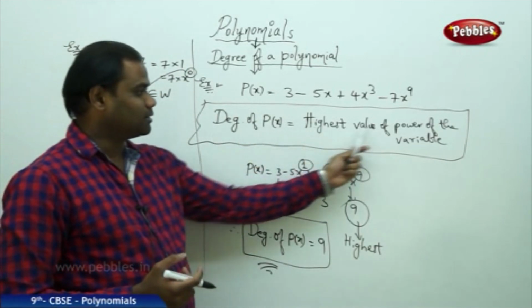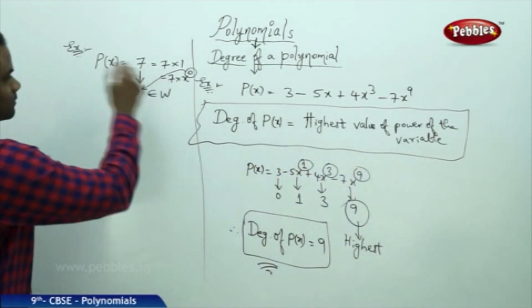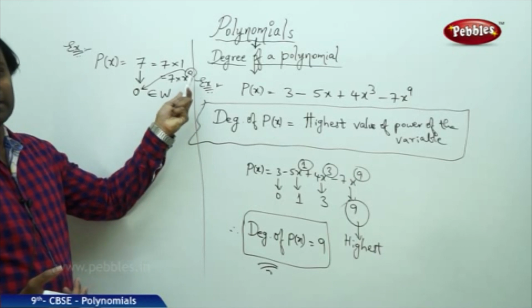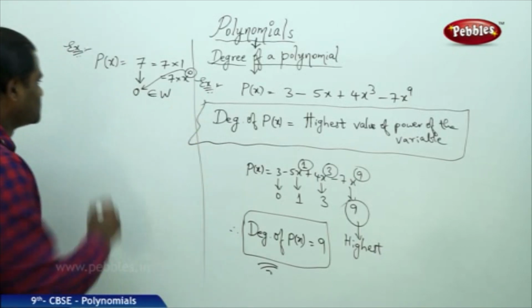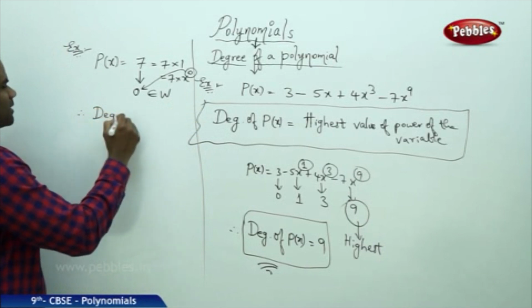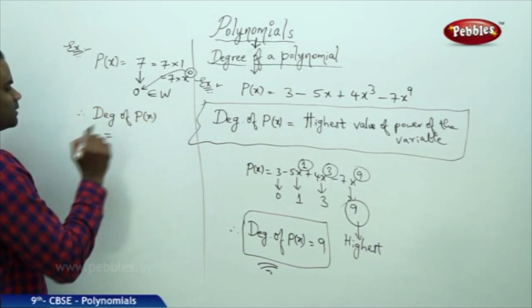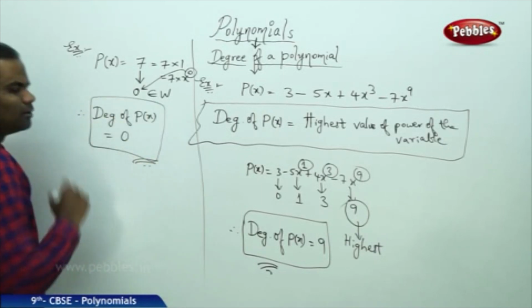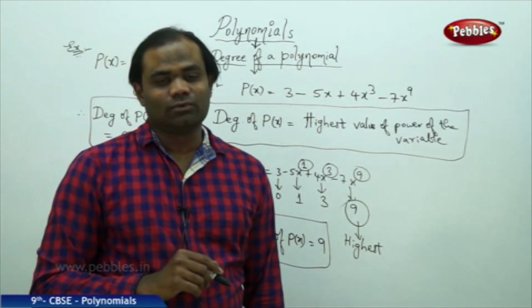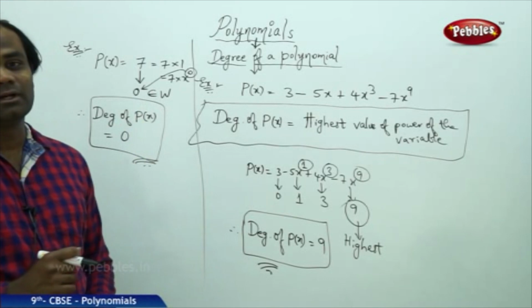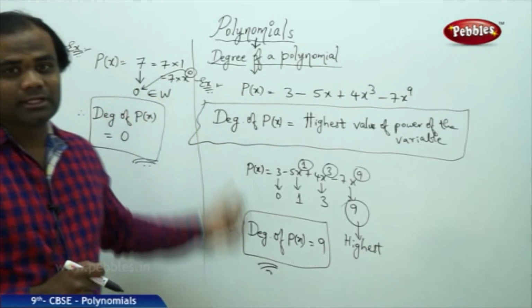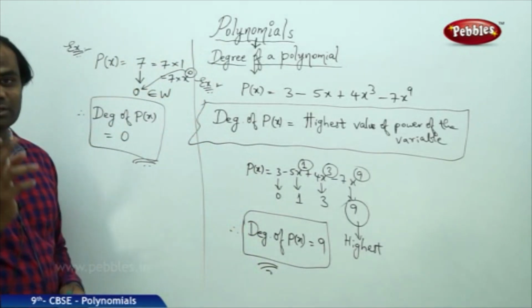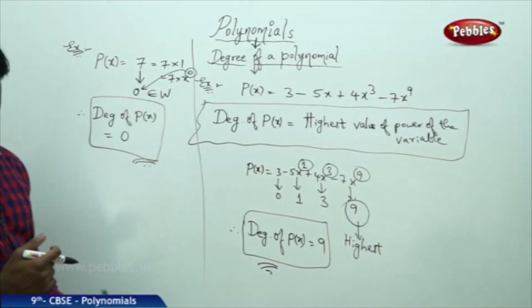But as you see the definition, the highest value of this entire expression is nothing but the power of the variable x here itself, because there's only one term, and hence the degree of p of x is 0. The given polynomial is 0. So what do we understand with this standard example out here? For any constant polynomial, that is a polynomial which is expressed as a constant, its degree is always 0, is the most important learning outcome with this example problem.